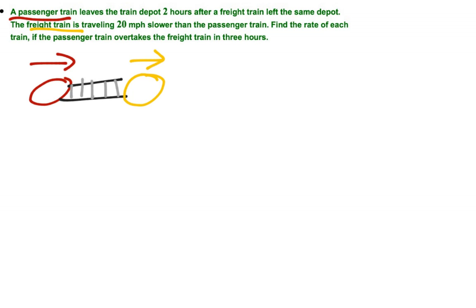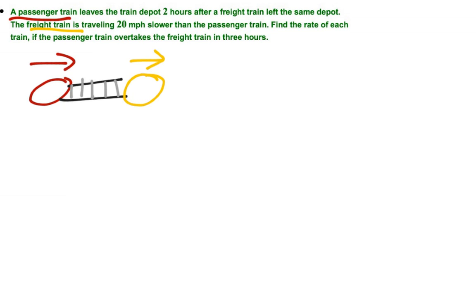So here's my diagram. I've used red to represent the passenger train, yellow to represent the freight train, and I've drawn arrows indicating that the trains are moving in the same direction, and between them I drew a train track just to remind me that they are trains.